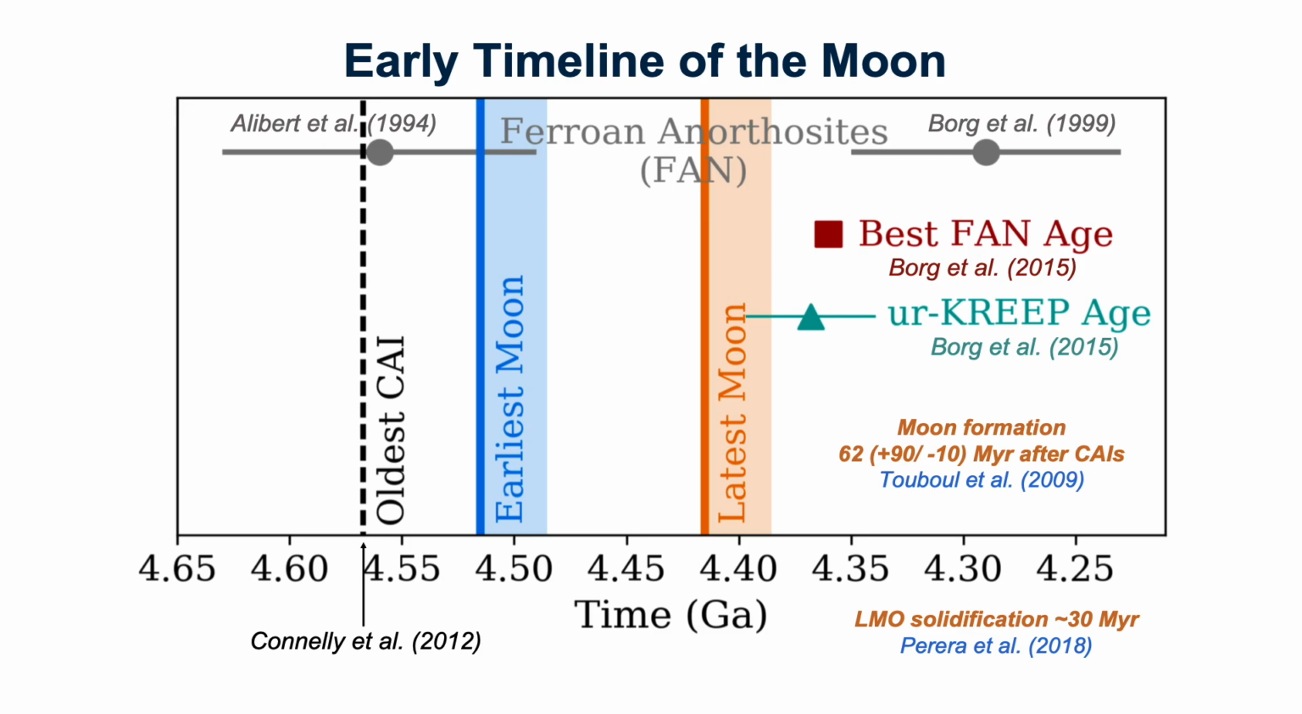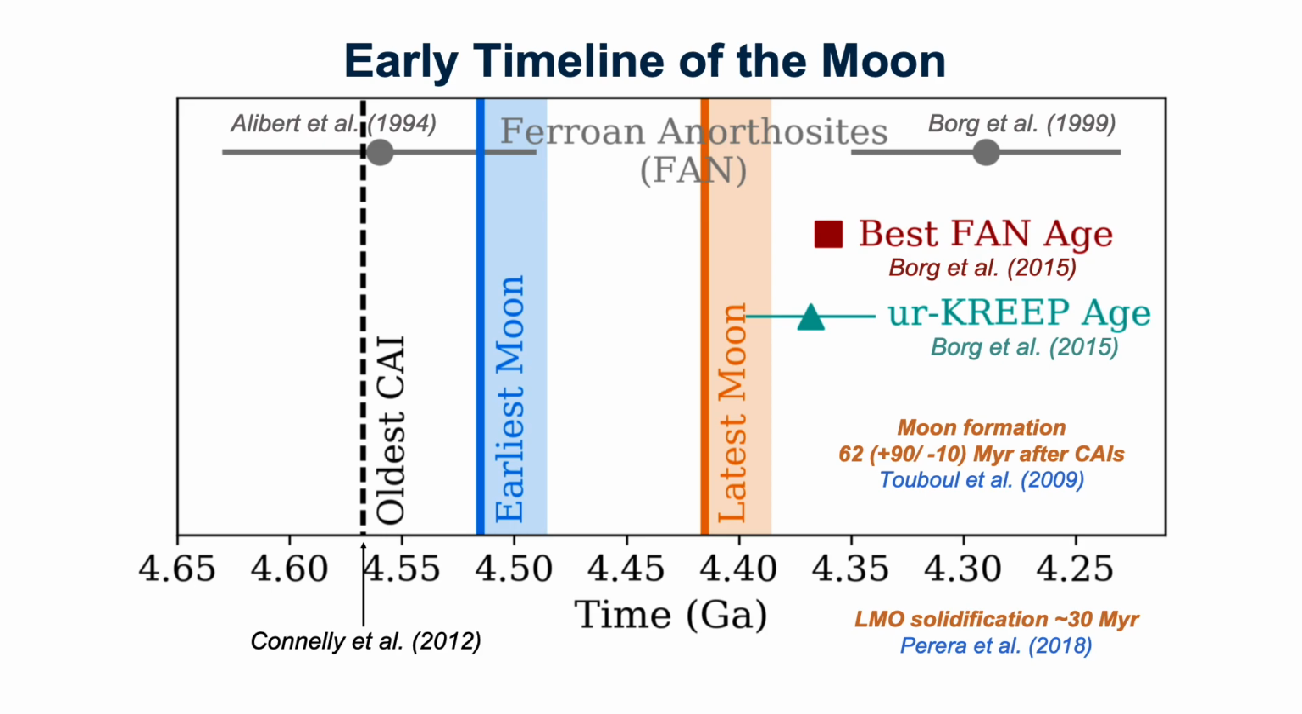Recently, Borg and others graded the various age estimates using 5 criteria. Only one Ferroan Anorthosite sample met all 5 of their criteria. I'm showing that sample's age here as the best FAN age. I've also included the error bars, but the error bars are much smaller than the red square marker.